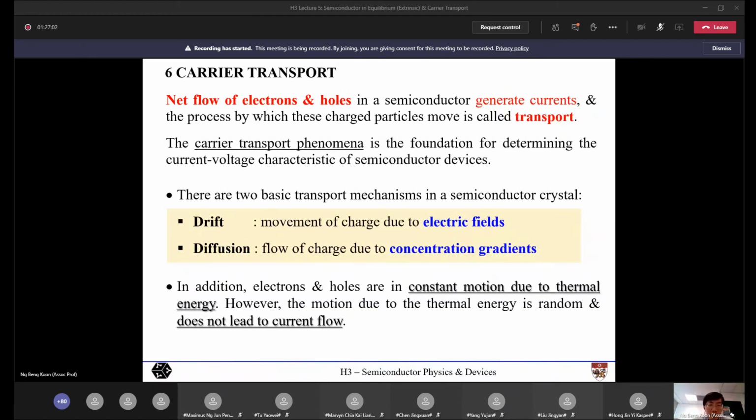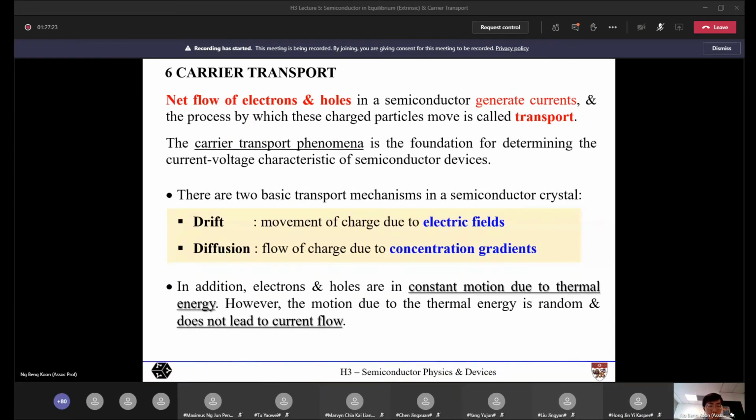So in semiconductor, there are actually two basic movement mechanisms, which we call transport mechanisms. There is first the drift, which is movement due to presence of electric field. So when the charges like electrons and holes move due to presence of electric field, we call that motion a drift. The resulting current is called a drift current.